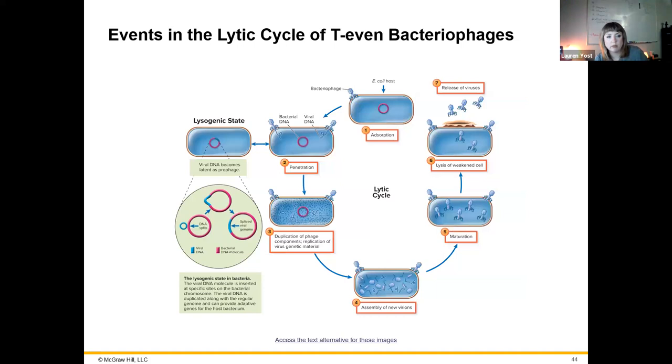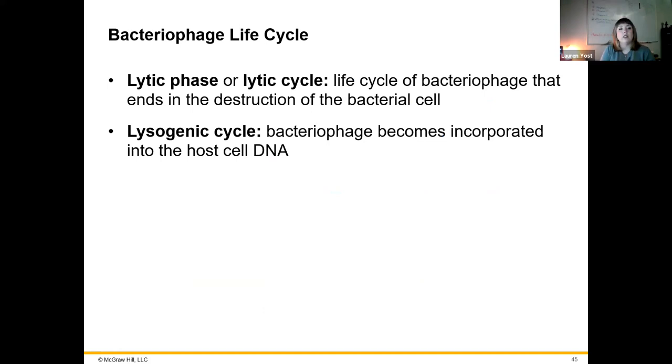Okay, we have temperate phages. A temperate phage is a phage that will go through lytic and lysogenic cycles. This is a good picture of this, but let me go over these terms really quick. The lytic phase and the lytic cycle, same thing, okay? It's a life cycle of a bacteriophage that ends in destruction of the bacterial cell, the typical phage cycle. We also have the lysogenic cycle. This is when bacteriophages become incorporated into the host cell DNA. So they're inserting their phage DNA into the bacterial host genome. And we call that a prophage when that happens.